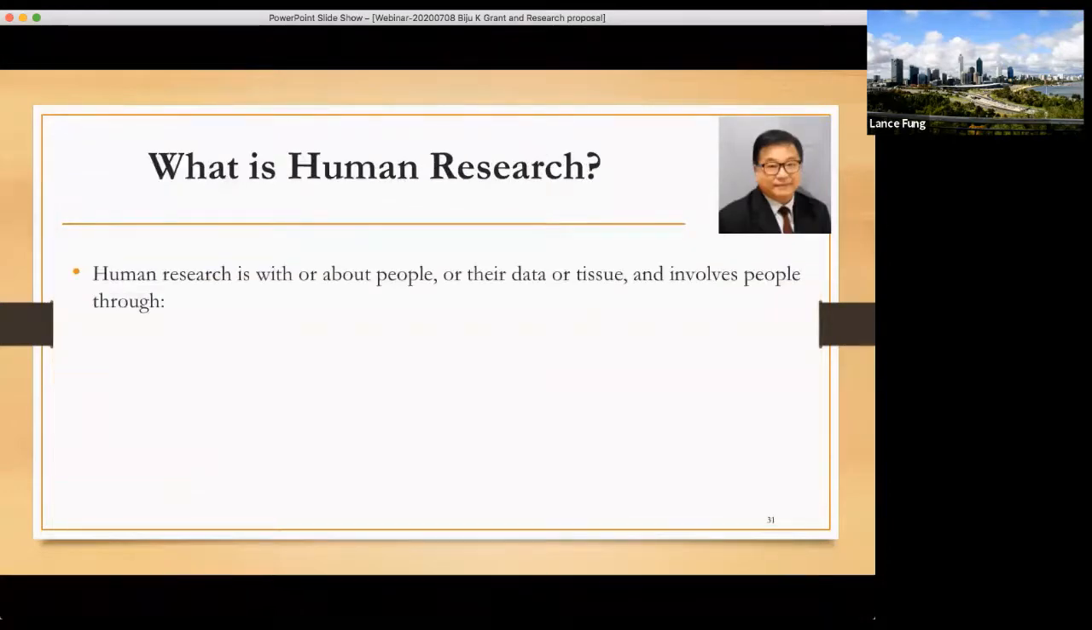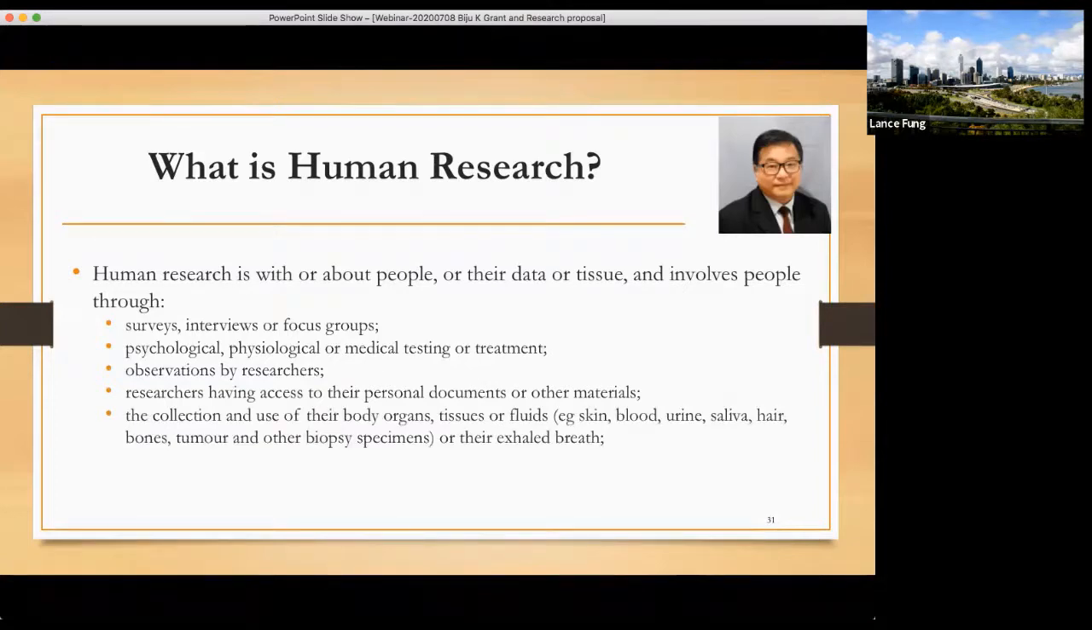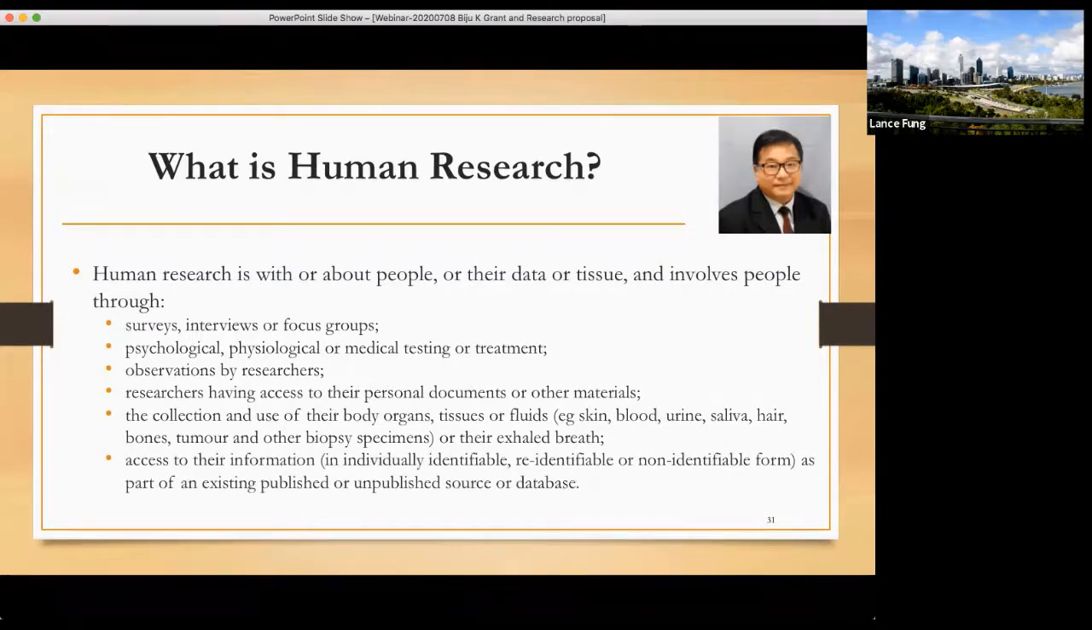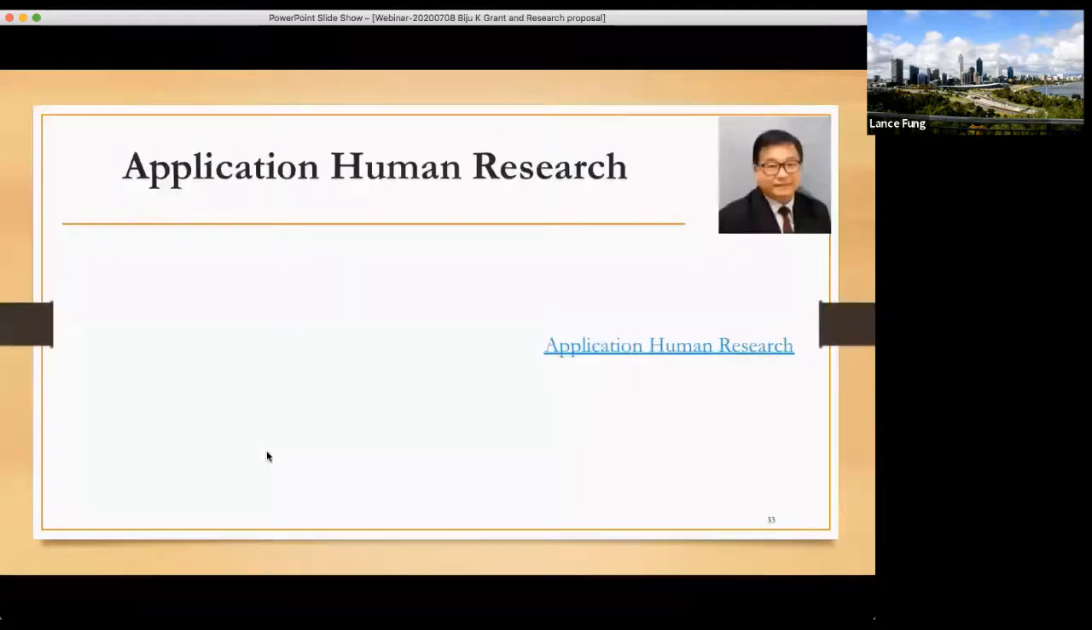So what is human research? Human research is anything dealing with people, with data or tissues involved, through survey, interview, focus group, psychological, physiological, medical testing, observation by researchers, personal documents, collection of body organs, tissues, fluids, and access to information as well. Obviously, in this day and age, in this big data era, we collect a lot of information. But if you're dealing with identifiable human beings, you need to be very careful about privacy issues. By doing this, you are protecting the participants in the research, and also the researchers themselves, and also the university. So this is an example.